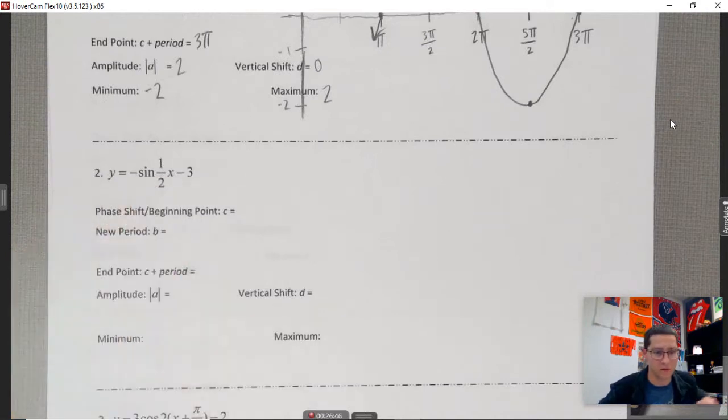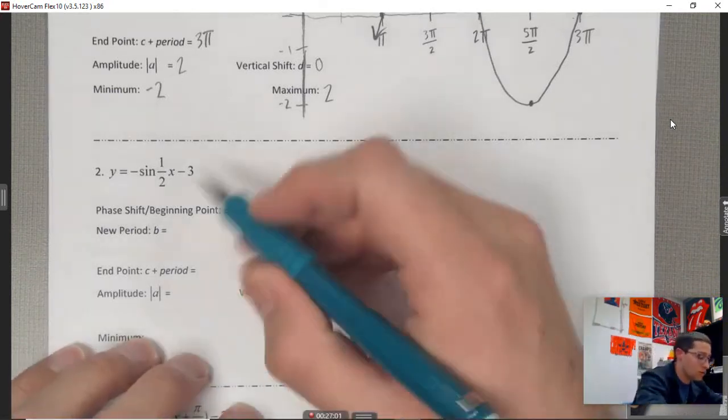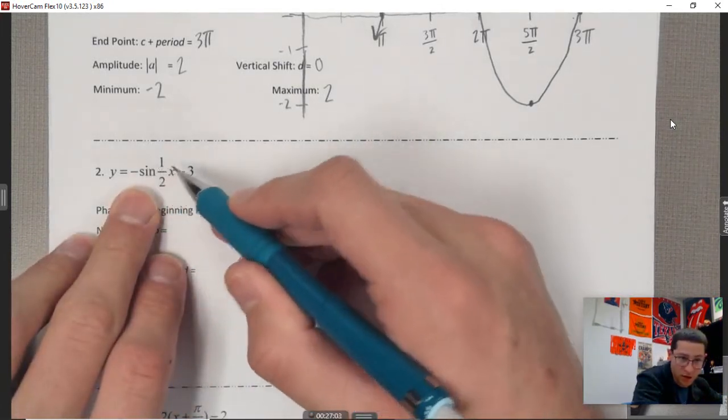Negative sine of 1/2 x minus 3. Okay, so cool. This one's a little bit different, in the sense that, well, we'll see. So what we have here is a couple different things.